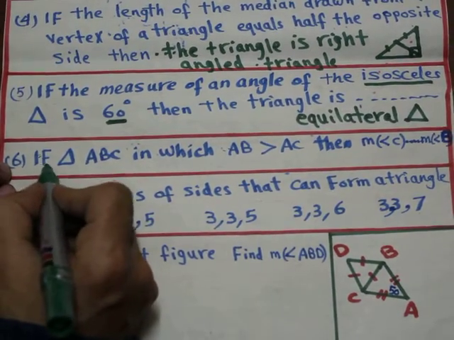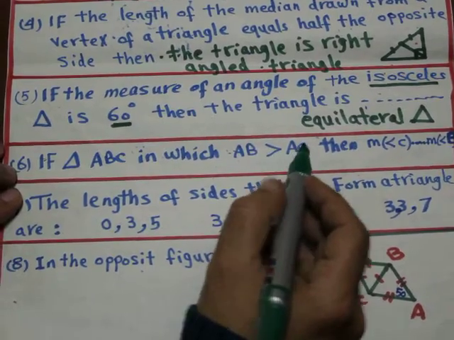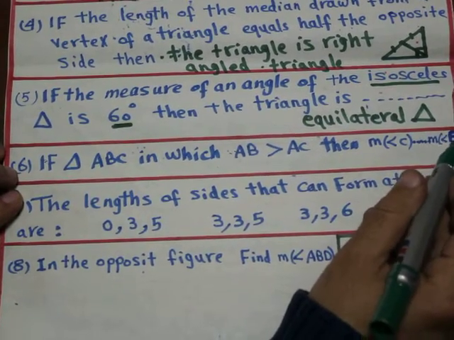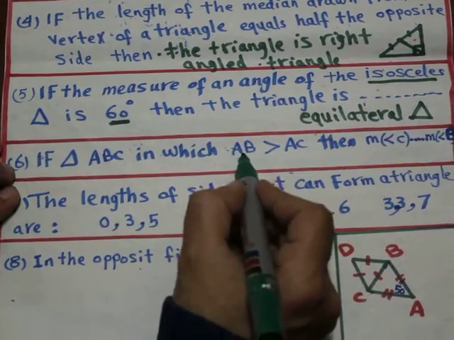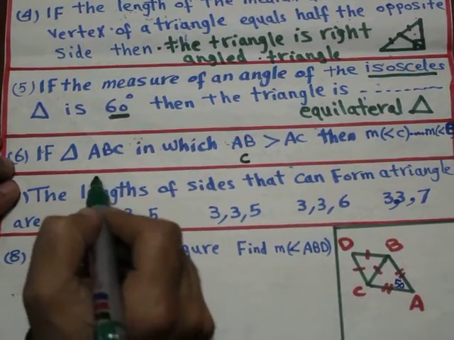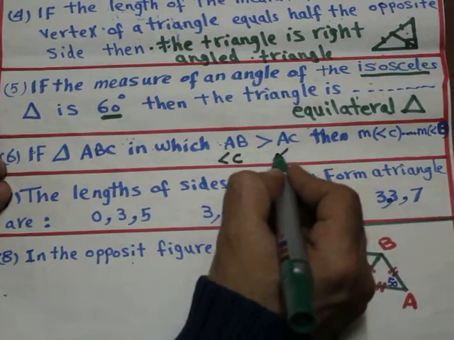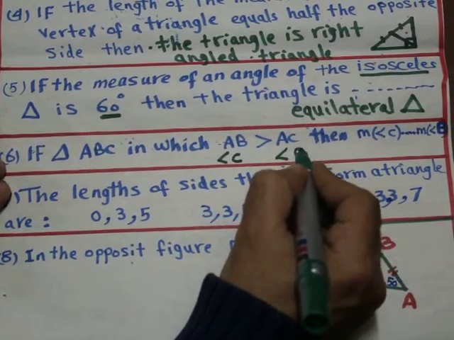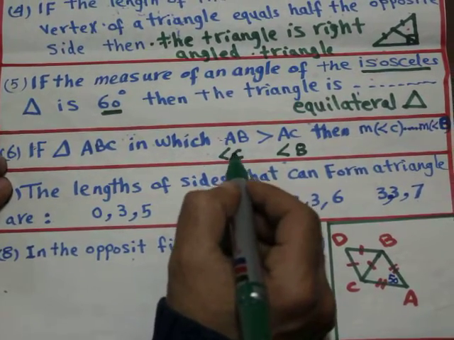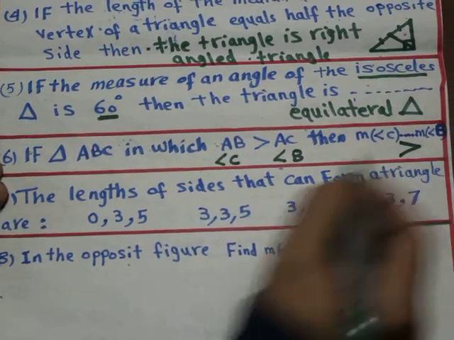Number 6. If triangle ABC in which AB is greater than AC, then measure of angle C space measure of angle B. The angle C is opposite to AB and the angle B is opposite to AC. So the measure of angle C is greater than the measure of angle B.